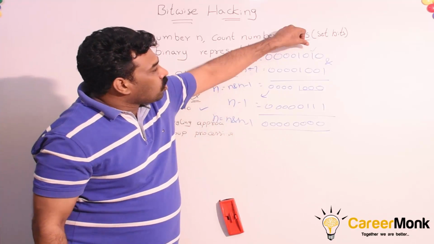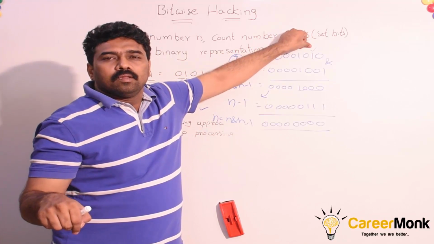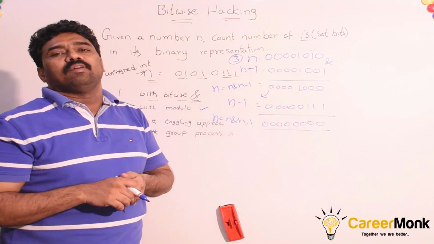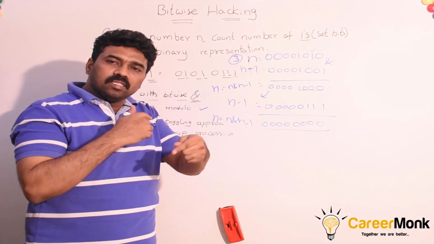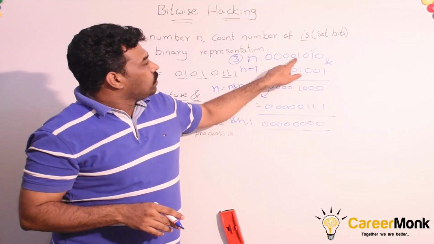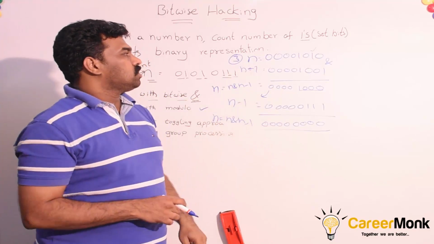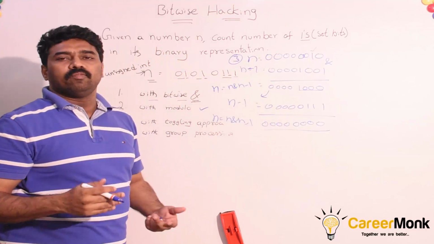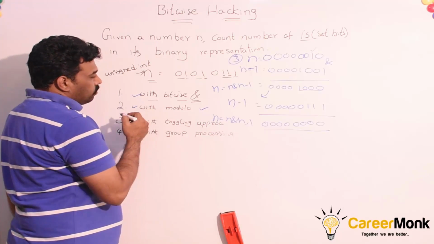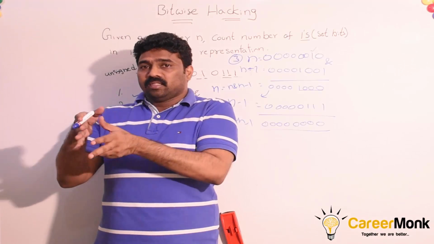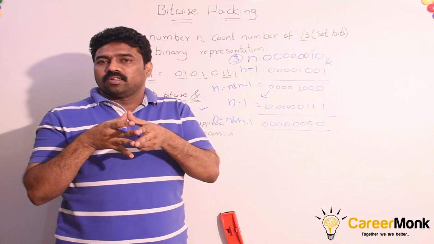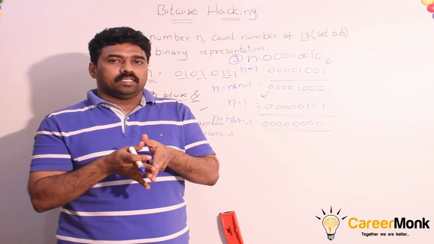Since n and n minus 1 is toggling the rightmost bit every time, the number of times we are executing the loop is equal to the number of set bits in the given number. So the number of iterations that we'll be doing is equal to the number of set bits, not the number of bits. In this case, we have 2 set bits. That's why we have executed only 2 times. If it is 0, we'll be executing only once. So the advantage of this approach is, in the first and second approaches, we executed the while loop equal to the number of bits in the given number. But in this case, the number of iterations is equal to the number of set bits, not the number of bits.